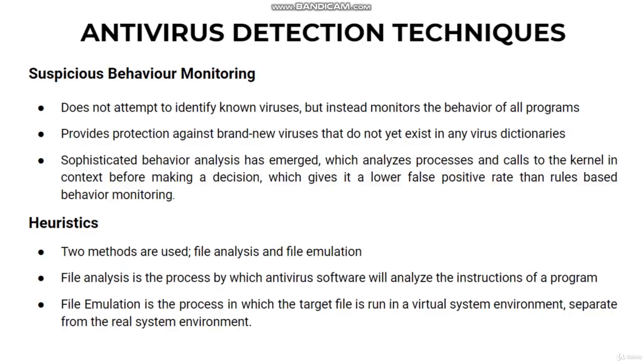The second heuristic approach is file emulation. By this, the target file is run in a virtual machine environment separate from the real system environment. The antivirus software would then log what actions the file takes in the virtual environment. If the actions are found to be damaging, the file will be marked as a virus. But again, this method can also trigger false alarms because it solely depends upon the antivirus developer how to decide whether it is a virus or not. So these are the methods by which antivirus detection techniques work.